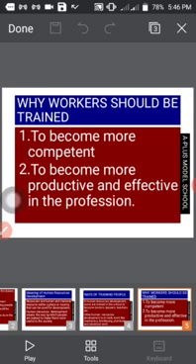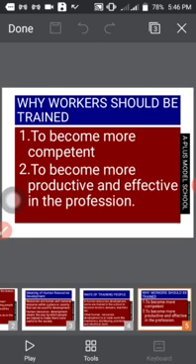The next one is to become more productive and effective in the profession. When you are trained in a particular profession or trade, you become more productive and effective in the area, because all you will be thinking about is your profession. You cannot be a carpenter and be thinking of how you are going to give your patient an injection. It is never possible. So it will make you become more productive and effective.